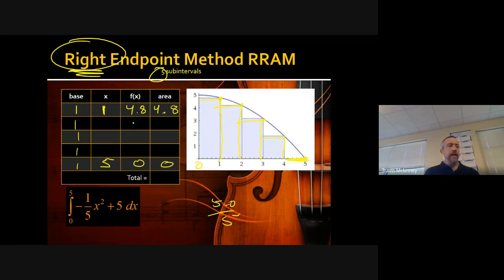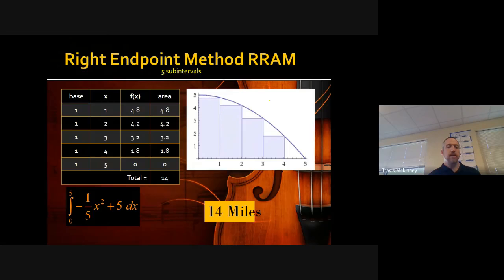Now think to yourself, is this going to give me an overestimate or an underestimate? And hopefully in your brain, you said under. Because if you look at the picture, all these little white gaps here are not being accounted for by my rectangles. So we're going to end up with an underestimate. And if you add them all up, you'd get 14.